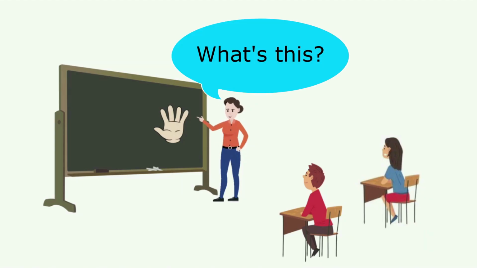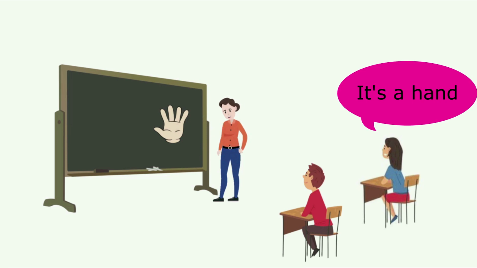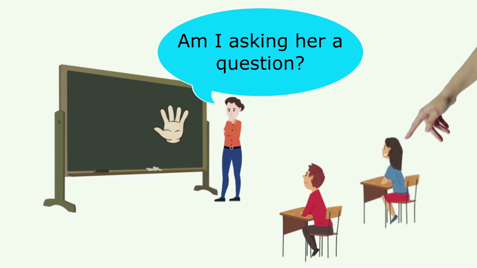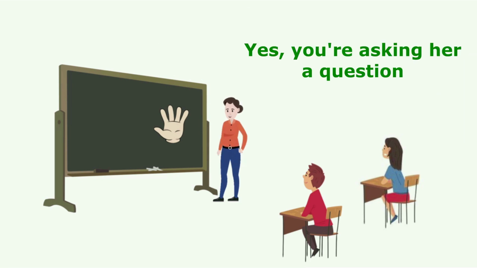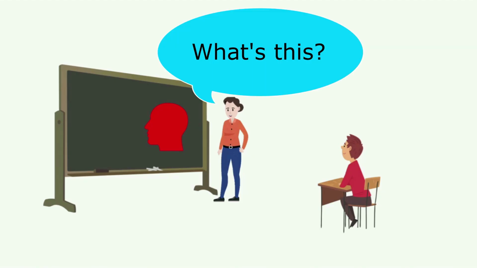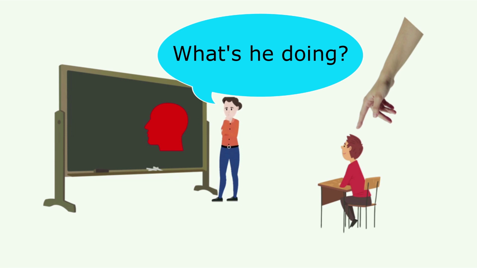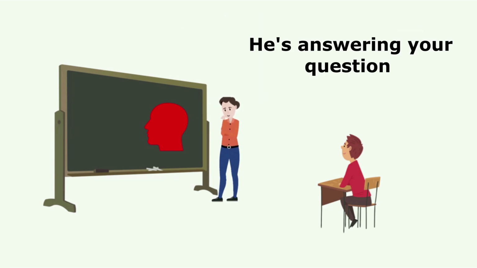What's this? It's a hand. Am I asking her a question? Yes, you're asking her a question. What's this? It's a head. What's he doing? He's answering your question.